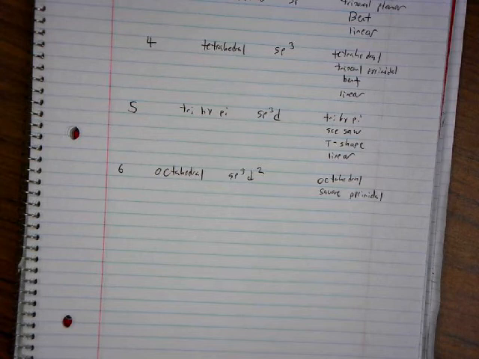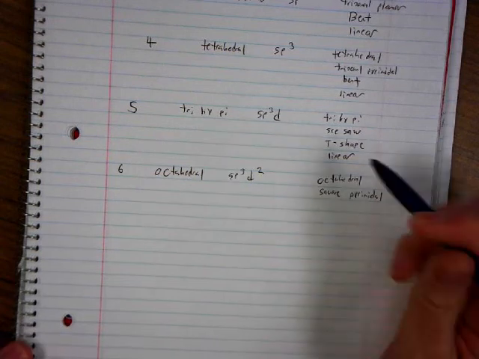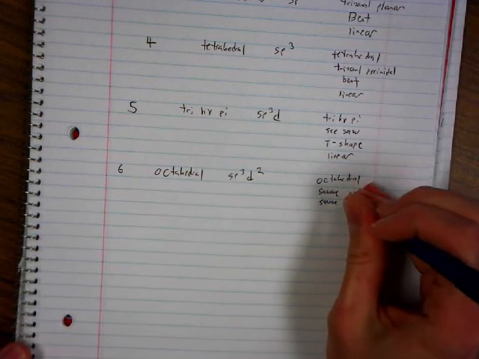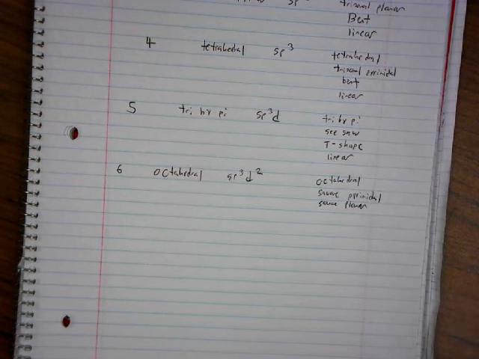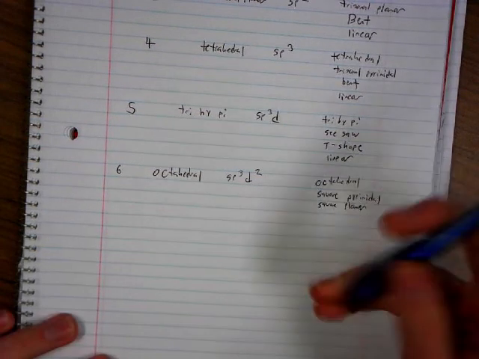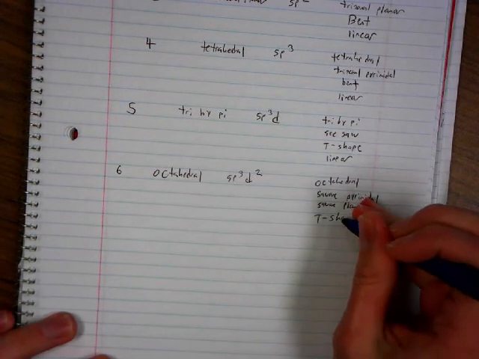Delete another bond. Add a lone pair. What's it going to be? Square planar. Square in one plane. That's square planar. And if I delete another one, you guys already know this. What shape do I have now? T shape. I've got T shape.